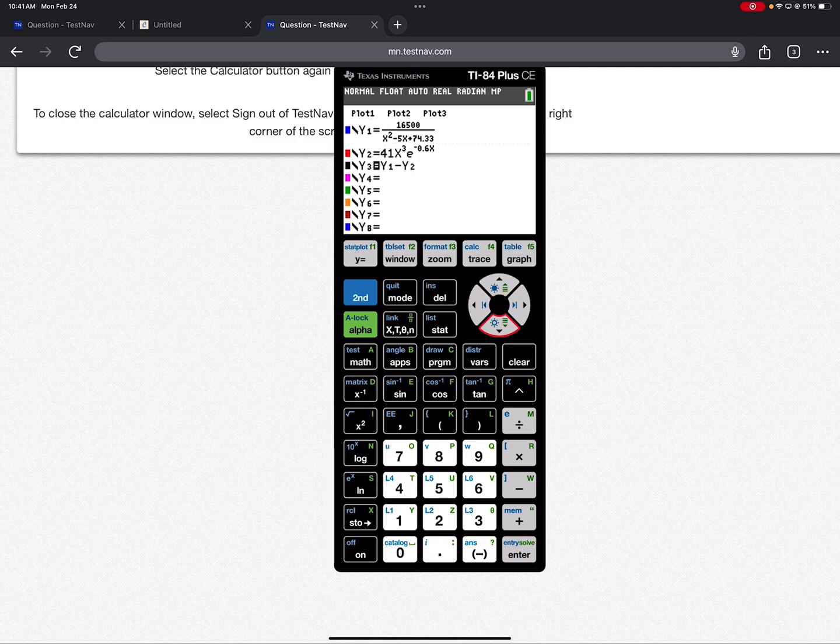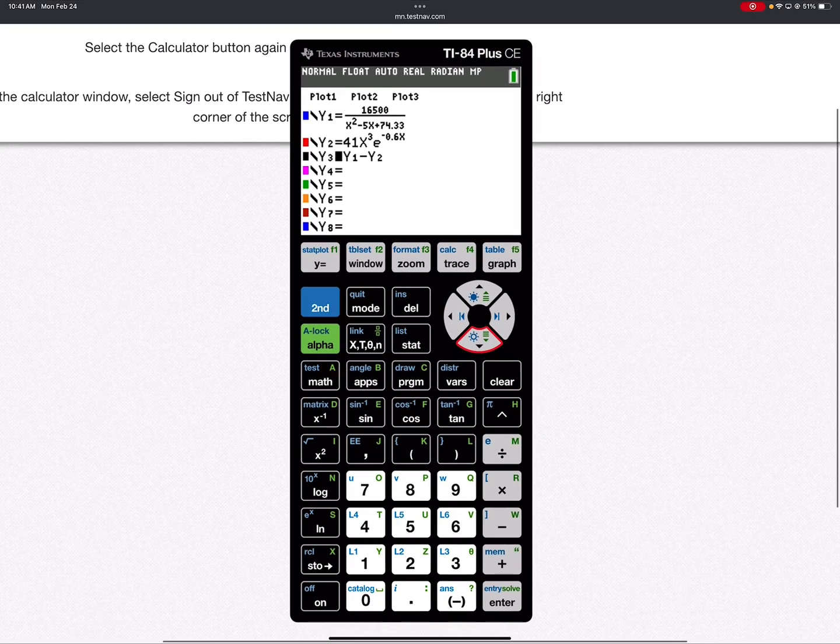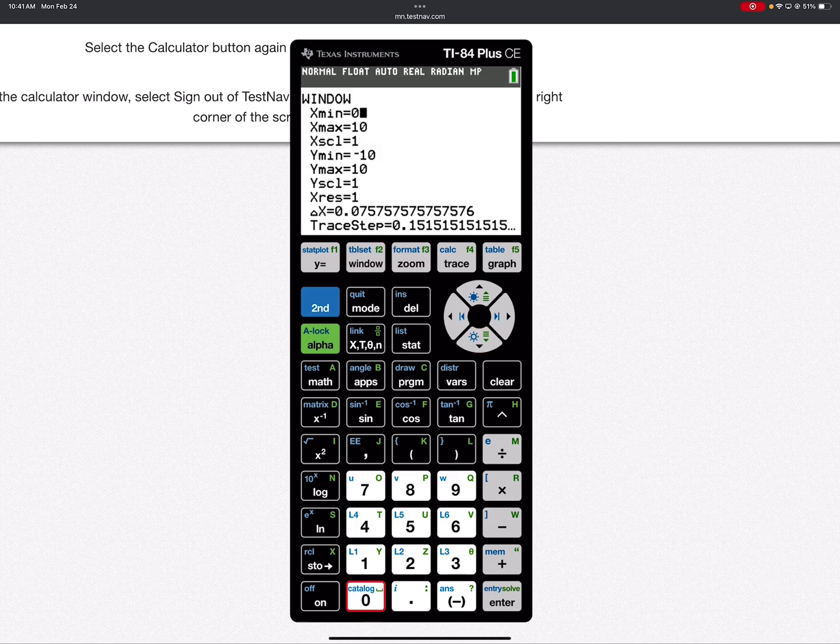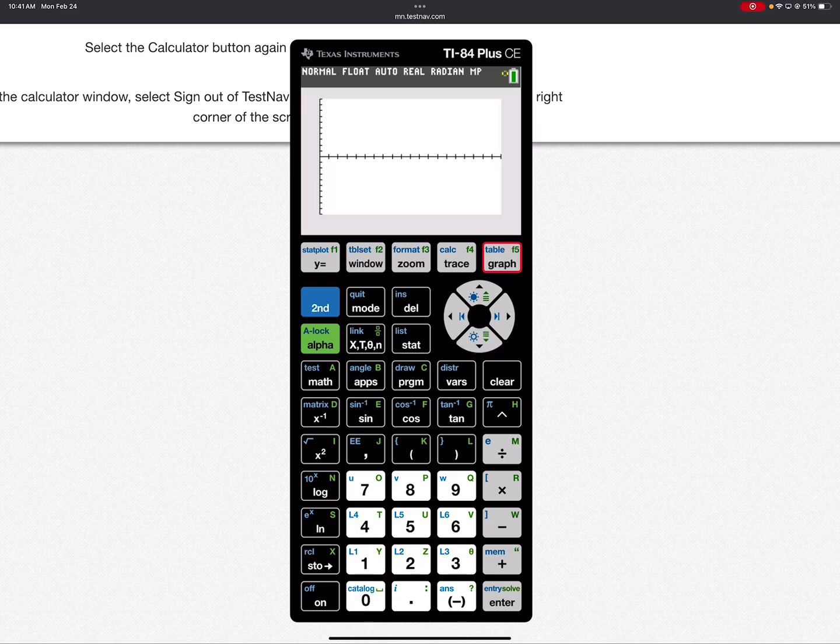One thing the problem also tells you is what's t trapped between 0 and what? 20. So is everybody okay with this idea? Once I have that, I'm going to go to my window and change the window to 0 to 20. And then hit graph.